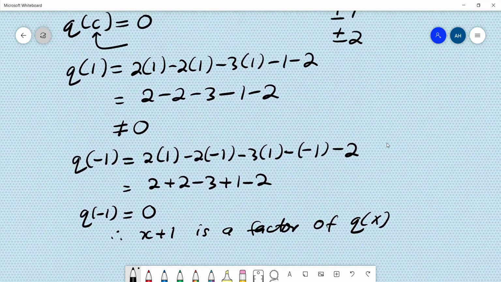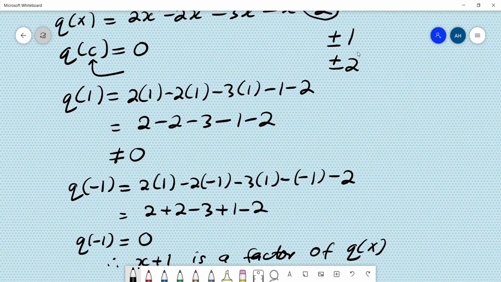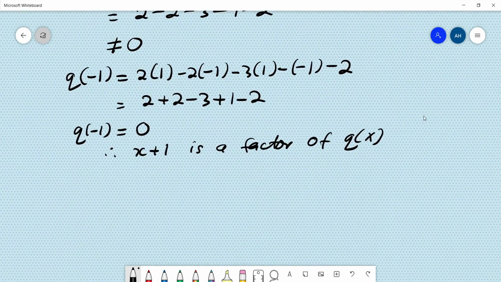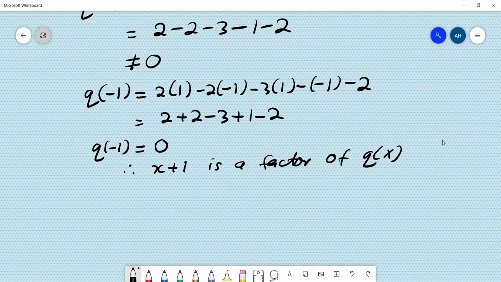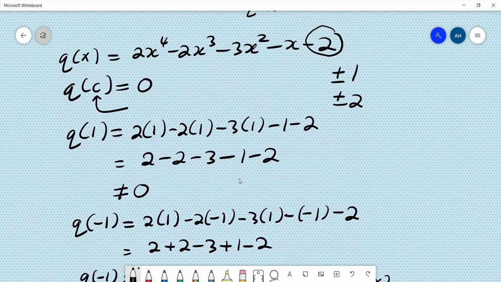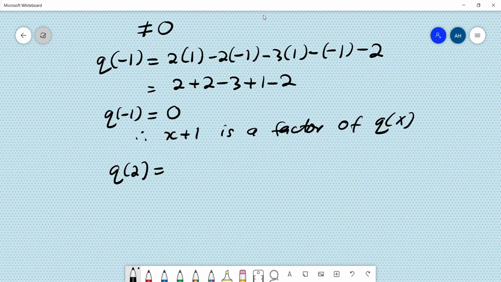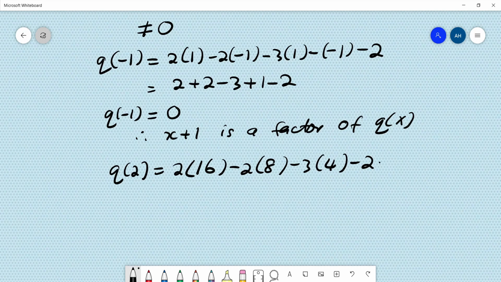Okay, now we have tried 1, we also have tried negative 1. How about positive 2 and negative 2? Let's try those, right? So let's try q of 2. Okay, where is our function again? Alright, 2 to the power 4 is 16. We have minus 2, 2 cubed is 8. We have minus 3, 2 squared is 4. And then minus 2.